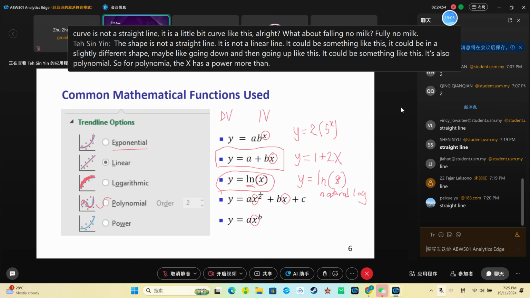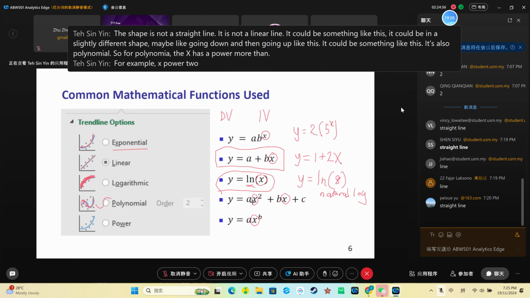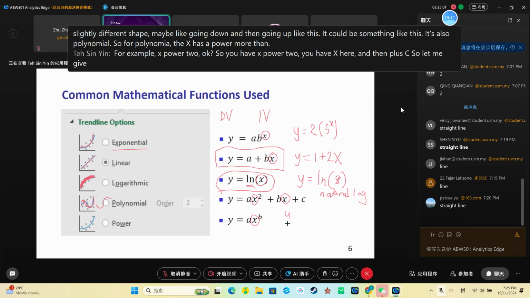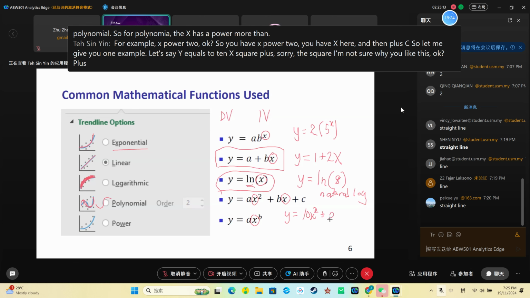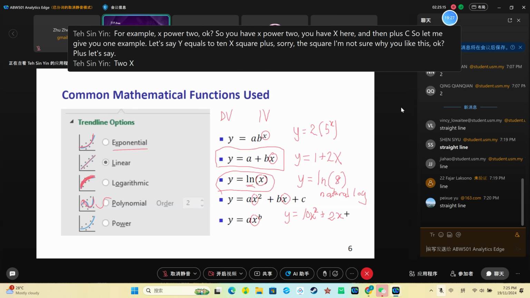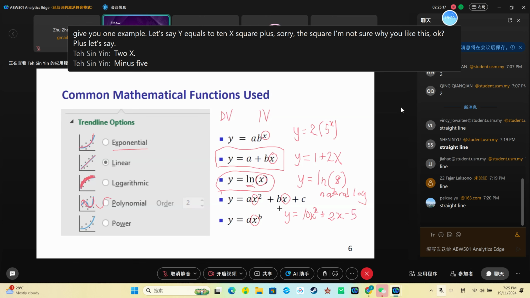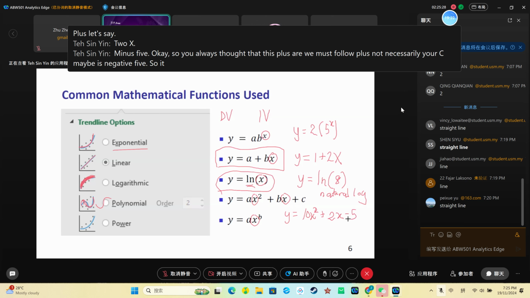For example, x power 2. So you have x power 2, you have x here, and then plus c. Let me give you one example. Let's say y equals 10x squared plus 2x minus 5. You always thought that we must follow plus, but not necessarily. Your c may be negative 5, so it can have a negative value.